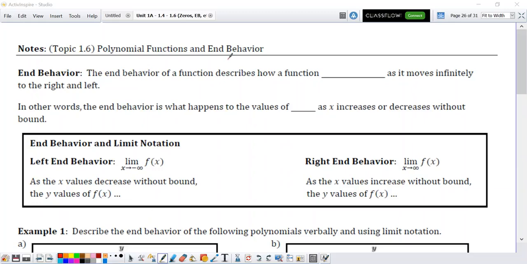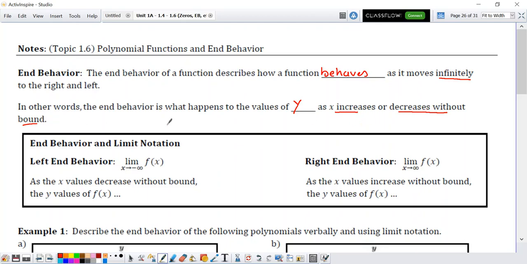In this video, we are going to talk about the end behavior of polynomial functions. Polynomial functions have a degree n, and depending on the degree n, the function behaves differently at the extreme ends. The end behavior of a function describes how the function behaves as it moves infinitely to the left and right. In other words, end behavior is what happens to the values of y. We are looking at the y values as x increases or decreases without bound.